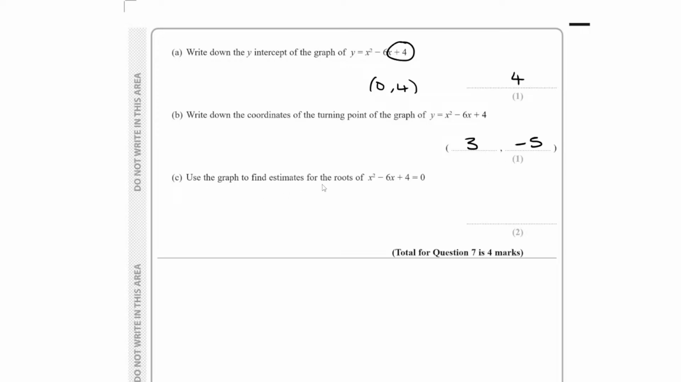And then part C, use the graph to find estimates for the roots of x squared minus 6x plus 4 equals 0. So roots is another way of saying solutions. It's a synonym. Sometimes they say roots, sometimes they say solutions. It's basically saying what is x. X equals, obviously you would get 2 because it's a quadratic graph, you're going to get 2. And then where are we looking? Well, not the 4, we're looking at this one, right? That's when y is 0, so obviously the x-axis.